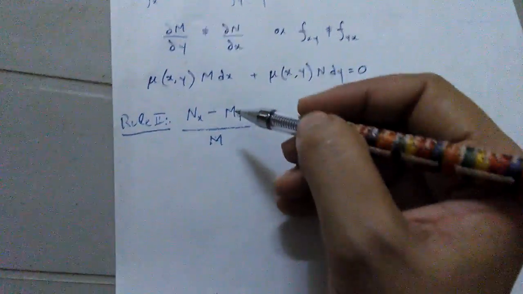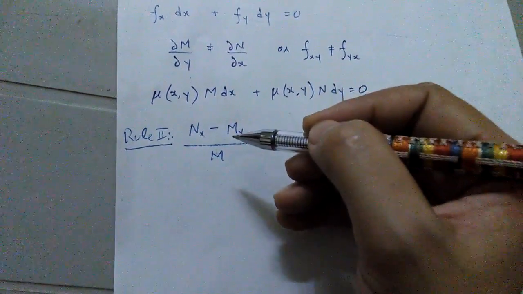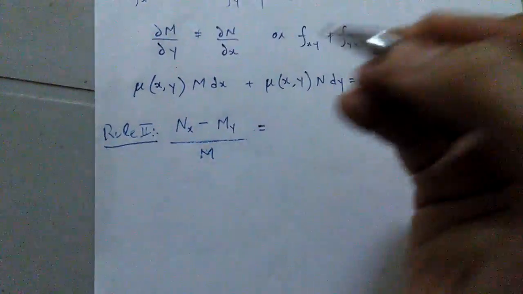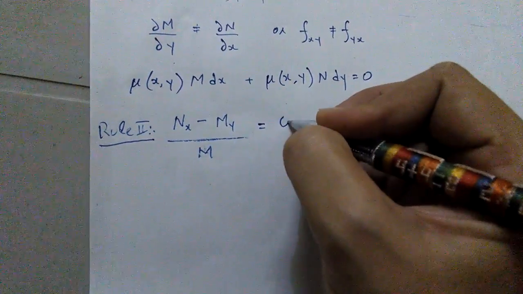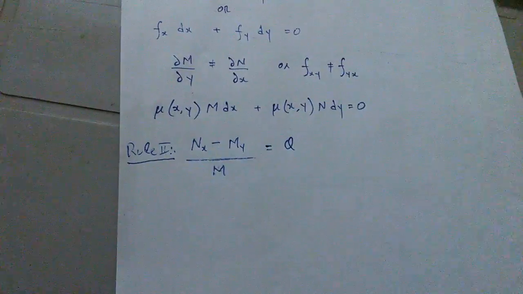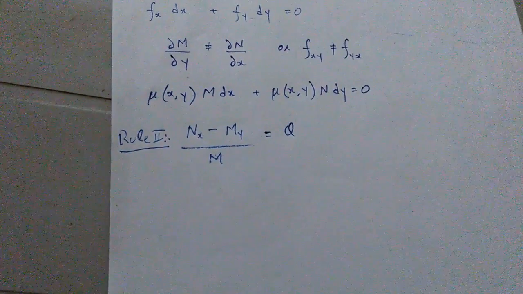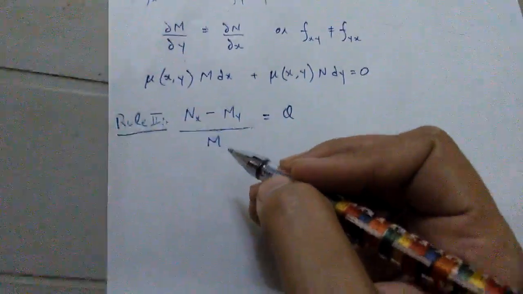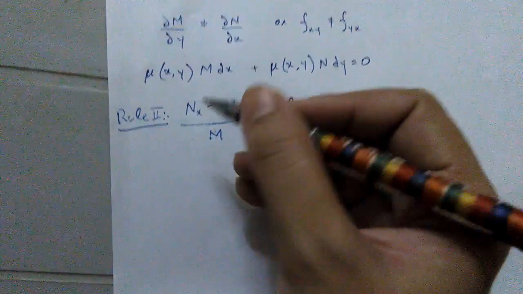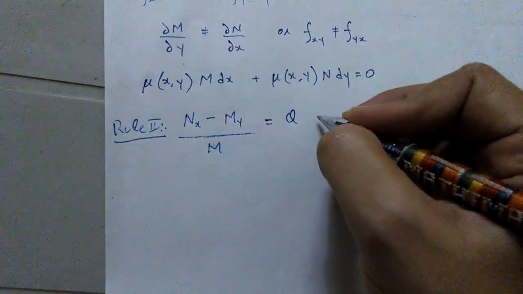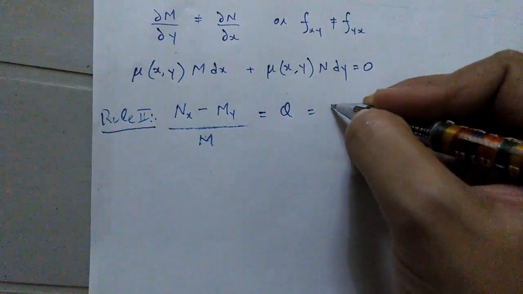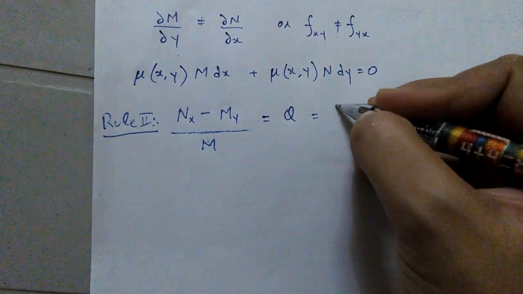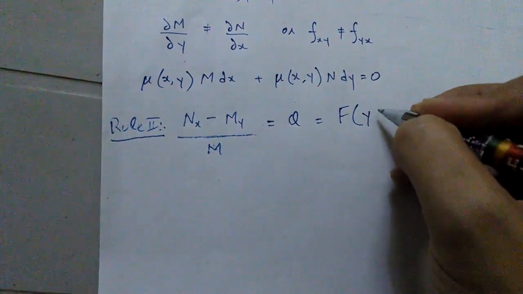When we use the rule 2 strategy, and if we get a function involving simply the variable y, we represent that function with q. In rule 1, whatever we obtained we represented by p, if you watch that video, but this time we are going to use a different notation. So when we get this q, which is some kind of function, let us represent it with capital F, and it is going to be like this.